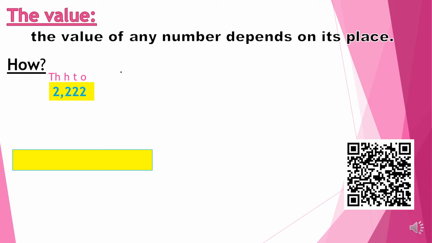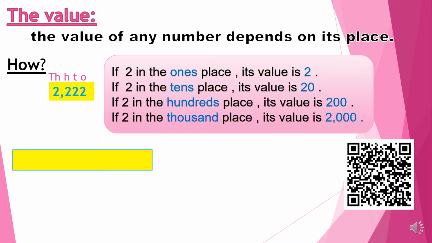We said the value depends on its place, so to know the value, we must write the place first. Let's find the value for each 2. The first 2 is in ones place, its value is 2. We will not put any 0. Value tells me how many zeros I will put to this number to know its value. So in ones place, 2 is 2. I will not put any 0.